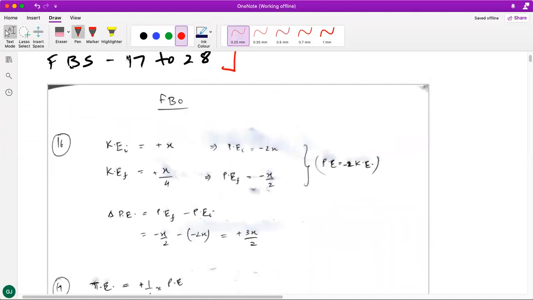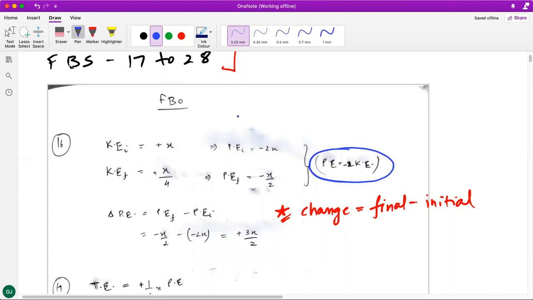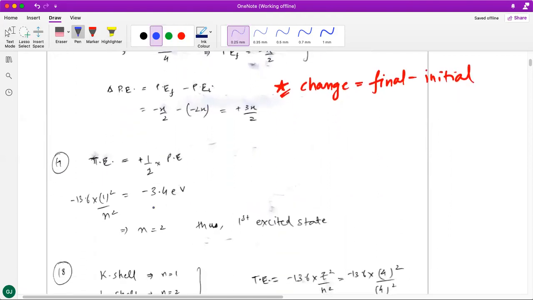The first question is a good question which stresses a simple concept to remember, that change is always final minus initial. This is where many of the students would have made the careless mistake. The relationship between potential energy and kinetic energy is something you would have already seen in the notes when you were discussing Bohr's model of atom. So given the kinetic energies, you can determine the potential energies and then talk about the change in potential energies, which is final minus initial. Use that convention, you will get the correct answer.